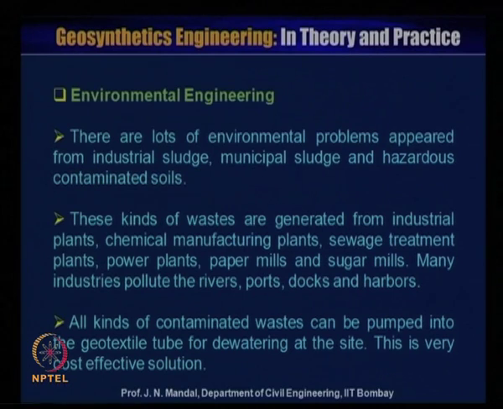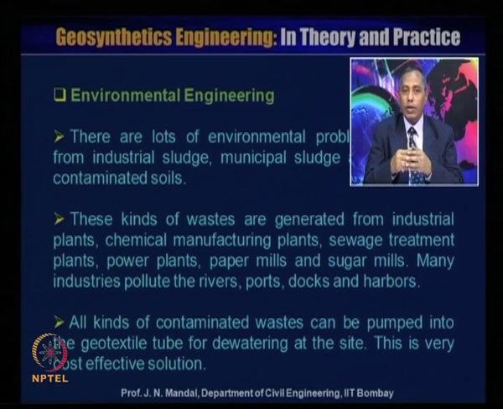Environmental engineering. There are lots of environmental problems that appear from industrial sludge, municipal sludge and hazardous contaminated soil. These kinds of waste are generated from industrial plants, chemical manufacturing plants, sewage treatment plants, power plants, paper mills and sludge mills. Many industries pollute the river, port, docks and harbor. All kinds of contaminated waste can be pumped into the geotextile tube for dewatering at the site. This is a very cost-effective solution.